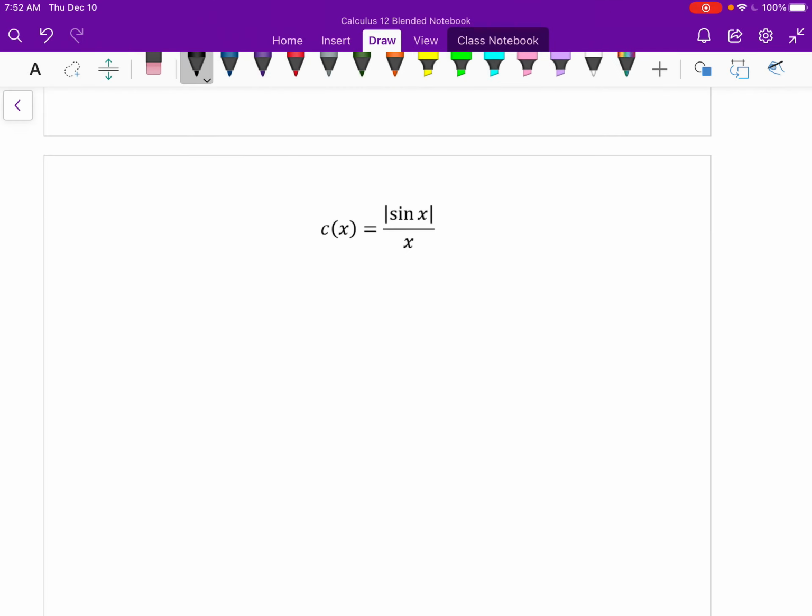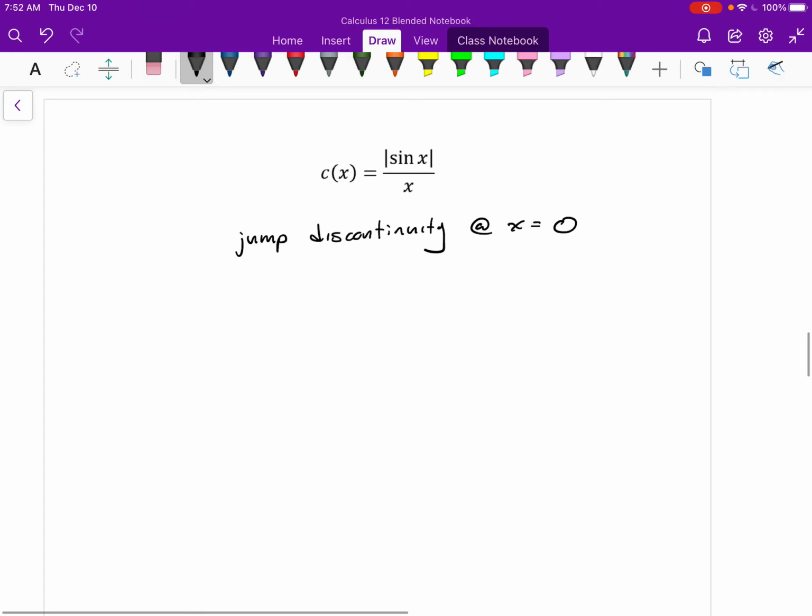So there's a few things I've got to state here. So that's a weird looking 0. So a jump discontinuity at 0, and I have corners at any multiple of pi except 0. So n belonging to any integer and n not equaling 0.